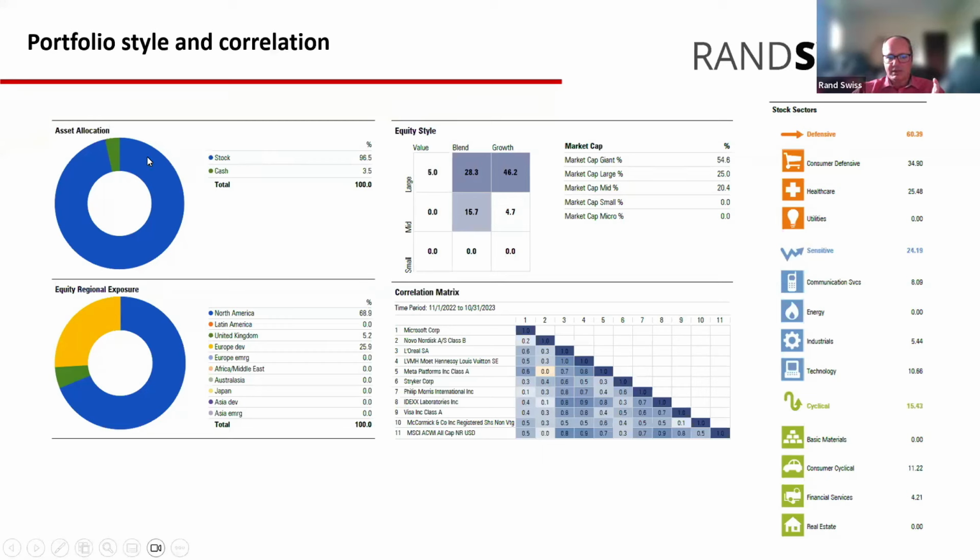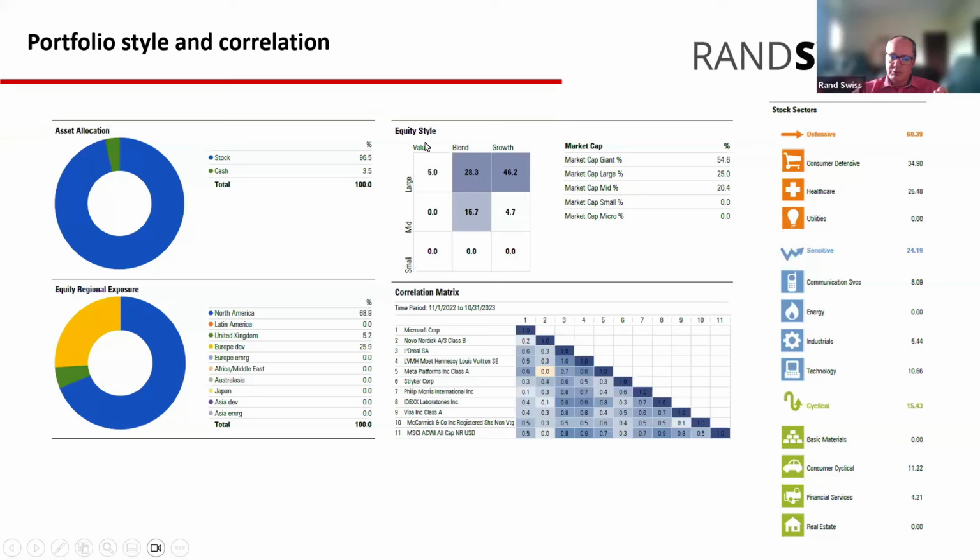So from an asset allocation point of view, you can see 96.5, 97% is in equity. So we know this is the equity fund. We know it's offshore because we can see North America, Europe, developed Europe, and the green one is probably UK. So we can already see a regional diversification here, because we're not 100% in the US. We have a bit of UK and a lot of Europe as well. So that's the one factor.